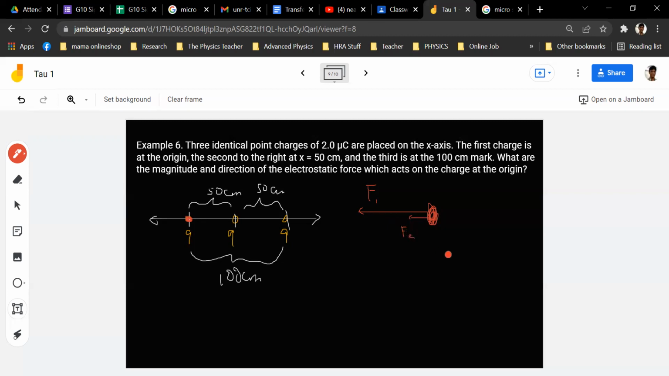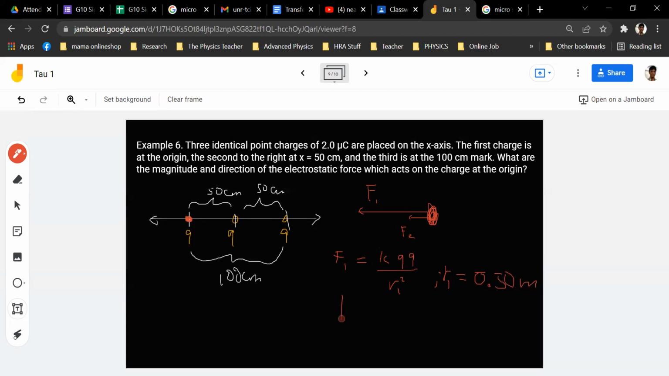Obviously, the next thing to do is to add all these two forces. They are both pointing in the same direction, which means that you can add them if you remember the rules of vectors. But let's first solve for F1. F1 is K times Q over R1 squared. And in this case, R1 is 50 centimeters, so 0.5 meters.